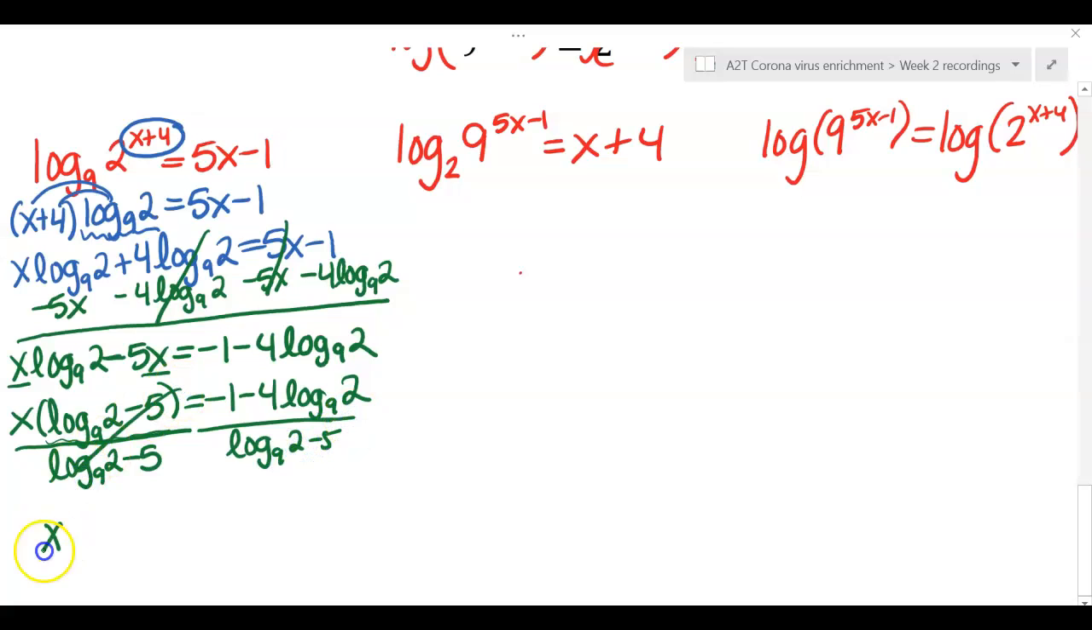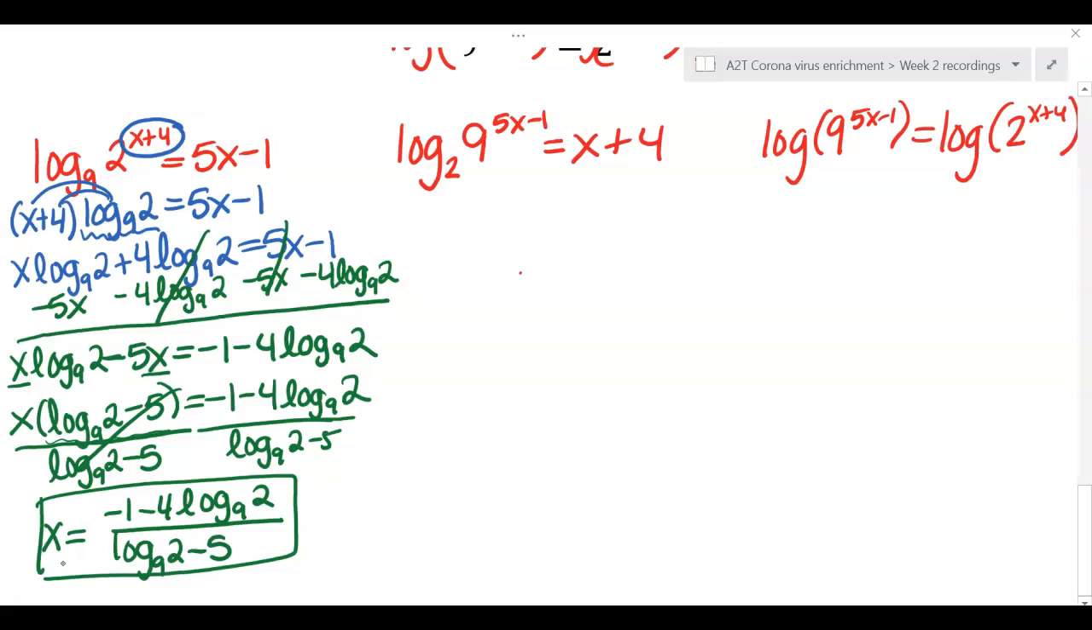And I'm just going to leave our answer in this form. There are ways to rewrite it and possibly simplify it, but we accepted this form from you guys. So that's one way to write this answer.